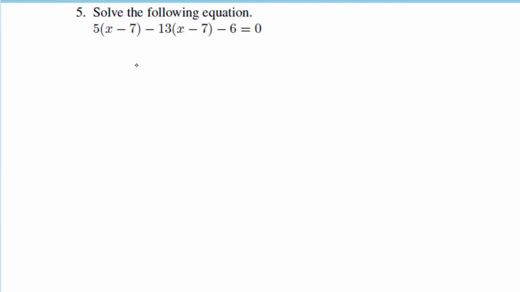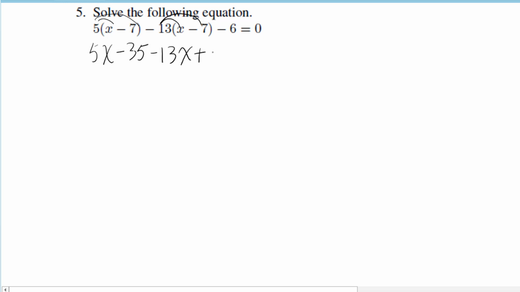Let's go to number 5. Solve the following equations. This is a linear equation. So we need to do the distributive property to get rid of these parentheses. That's the first step. You have 5x minus 35. Then negative 13 times x, negative 13 times 7. You will get negative 13x plus 91 minus 6 equal to 0.